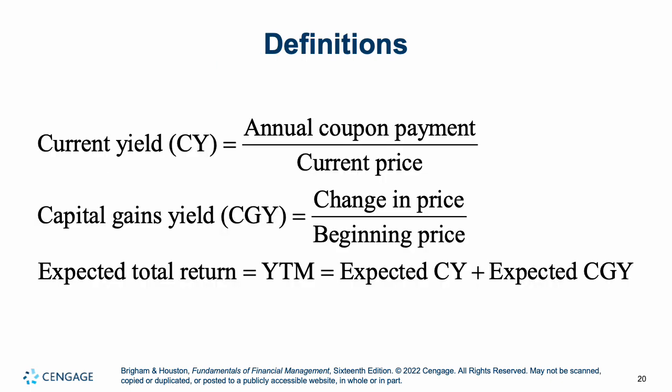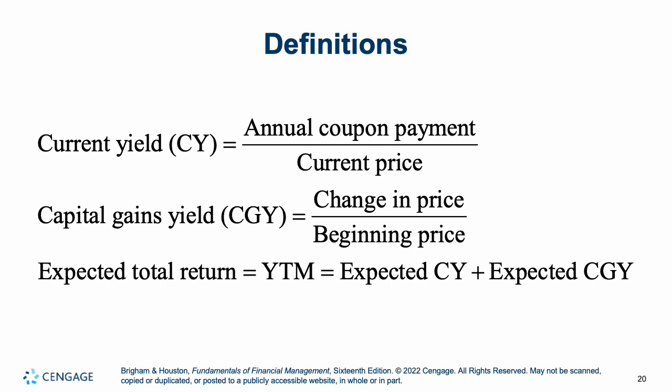We can look at some terminology that applies to bonds as well. We have what's called the current yield, which is simply your annual coupon payment over the current price of the bond. That's why it's known as the current yield. We have the capital gains yield, which asks: have we made anything, positive or negative, on the price of the bond itself? So we divide the change in price from when we purchased the bond till now over the beginning price.